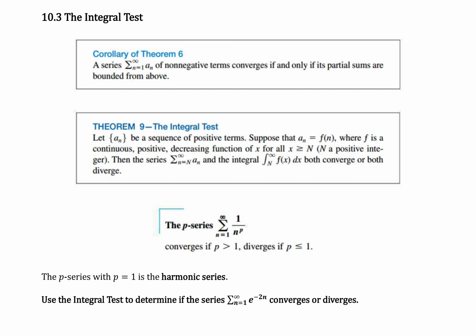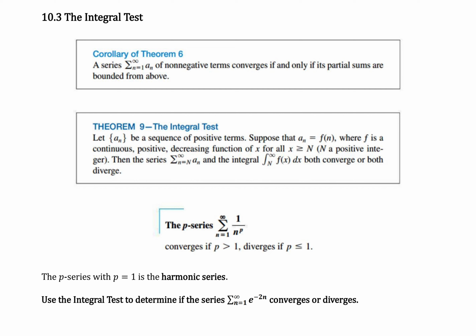In this next section, 10.3, we're going to look at the integral test, which is another way that we can determine whether a series converges or diverges. Before we get there, I've got this corollary from a previous theorem that says a series of non-negative terms converges if and only if its partial sums are bounded from above. So there's some value that is going to be above its partial sums.